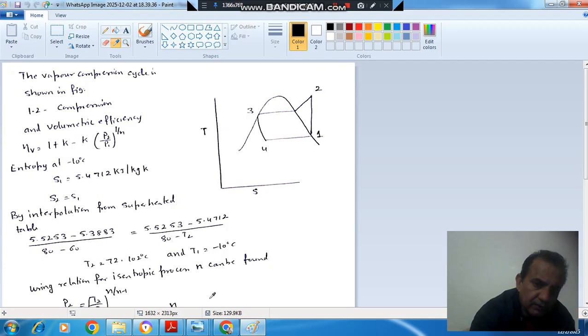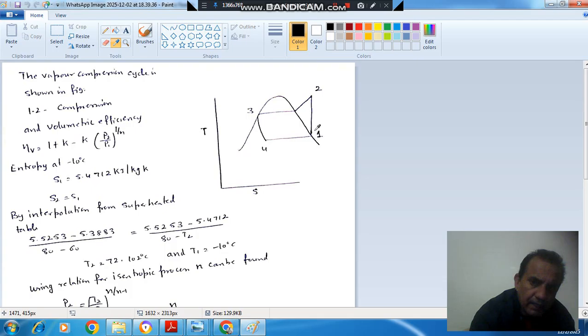So by using interpolation we can find out this temperature T2. That is (5.5253 minus 5.3883) divided by (80 minus 60) is equal to (5.5253 minus 5.4712) divided by (80 minus T2), and T2 will come out as 72.102 degrees Celsius. T1 is your minus 10 degrees Celsius, and T2 is this.